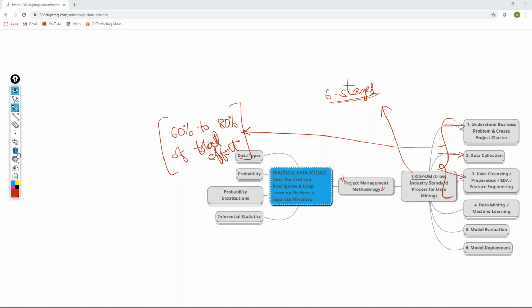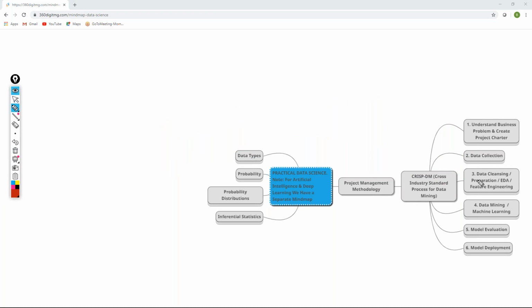And then once you're done with this, once you have the data in the format that you need, you proceed with the next step, which is data mining or machine learning. Here is where you build your algorithm. Once you build your algorithms, you proceed with model evaluation. And finally, we deploy the model in production.